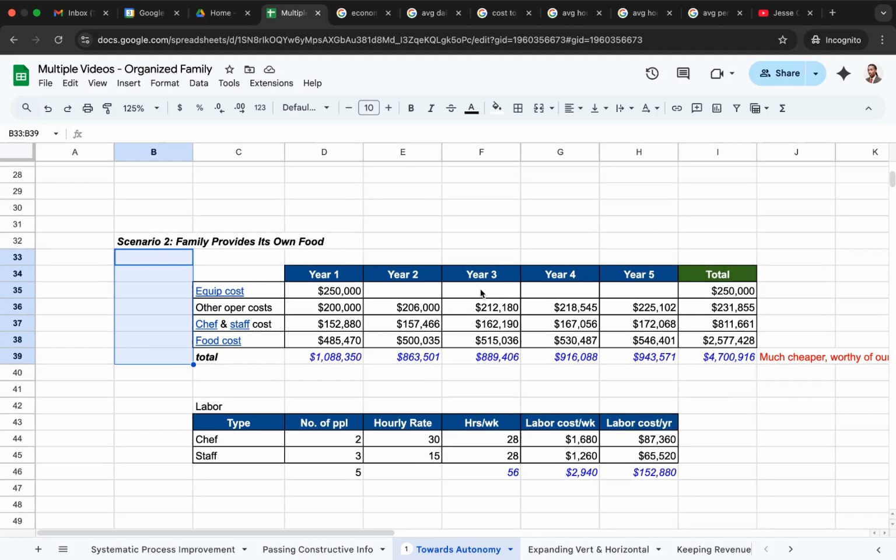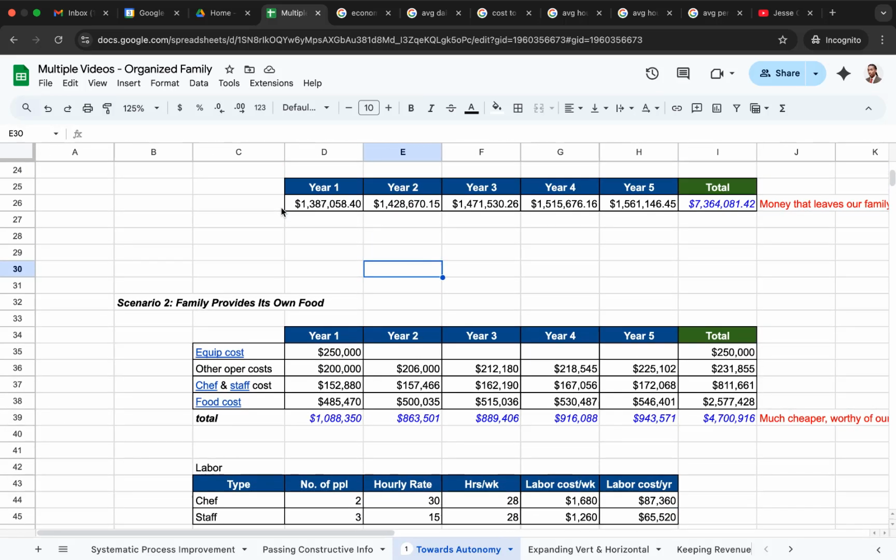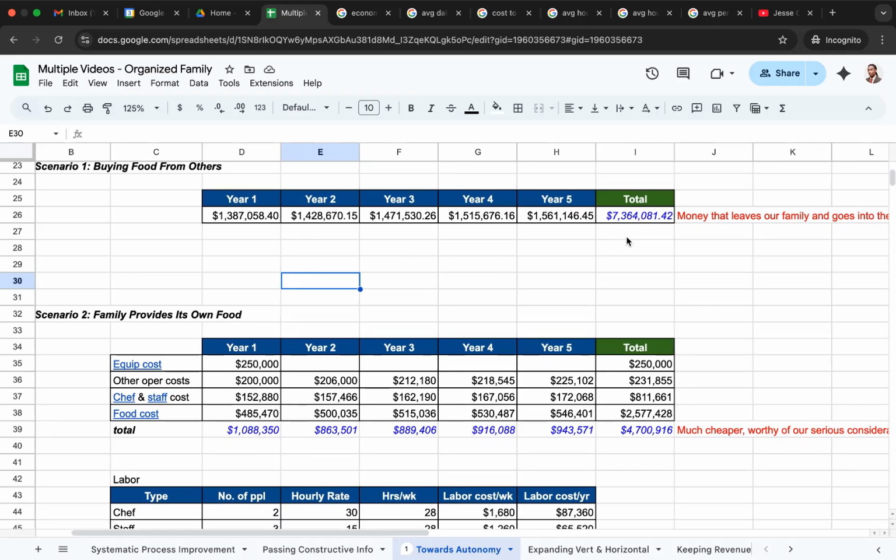One other thing I want to point out is if we build our own kitchen in order to start providing food to our own family, I've gone through these numbers and we already see that the savings can be substantial when it comes to the total dollar amount of money that we're actually spending. The difference between this 7.3 and this 4.7 is a little bit less than 3 million, right? So that's one advantage.